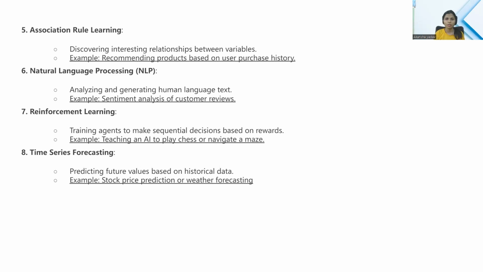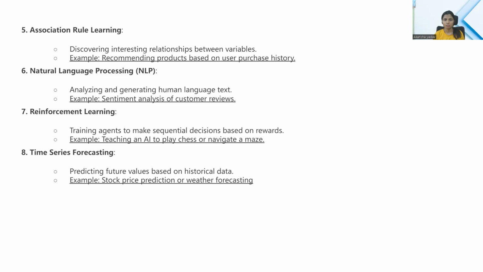Another is natural language processing, which is done in ChatGPT, and multiple other tools available in the market work on natural language processing, which is basically to analyze and generate human language text. It is used for sentiment analysis of customer reviews. There are n number of reviews posted on a product on Amazon, and you have to do the sentiment analysis whether that review was good, bad, poor, or worst. So that is the sentiment analysis of the customer review.